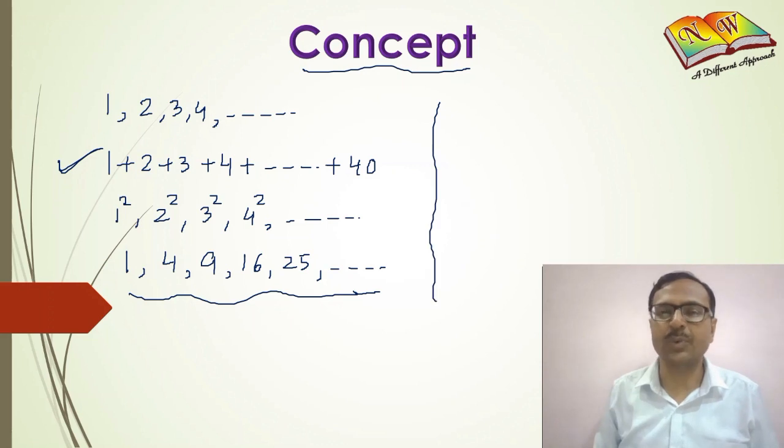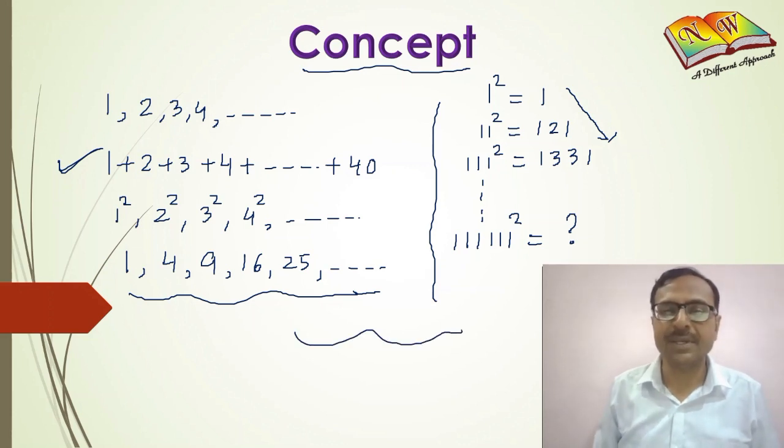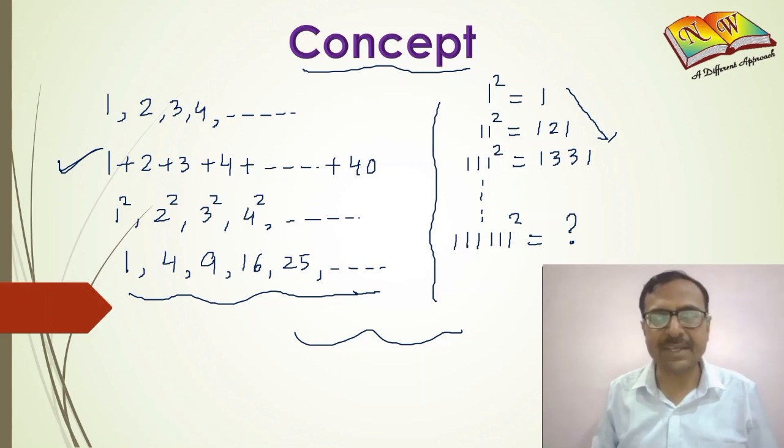Also, the square of 1 is 1, the square of 11 is 121, and then the square of 111 is 12321. Can you find a pattern here and tell what will be the square of 111111? It's very easy, right? So we are going to study all these patterns in square numbers in this amazing activity.